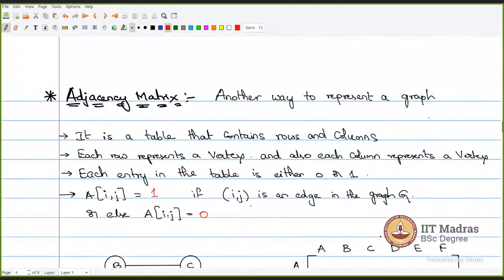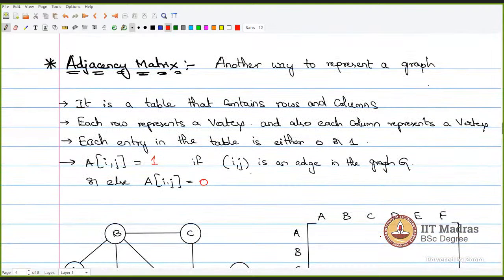So let's see what is adjacency matrix. Adjacency matrix is nothing but another way to represent a graph. Why is it necessary to again represent this particular graph in another way called adjacency matrix? So that we can do some computational steps. That is the main key idea behind this adjacency matrix.